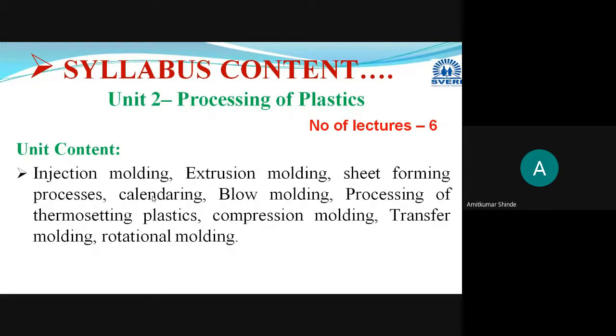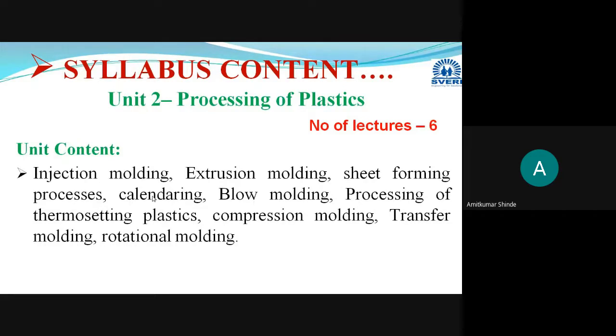Okay. So this is the second chapter, that is processing of the plastics. Now, in this processing of the plastics, we are going to deal with the different manufacturing processes and different joining or welding processes that we are going to use for the different plastic materials.